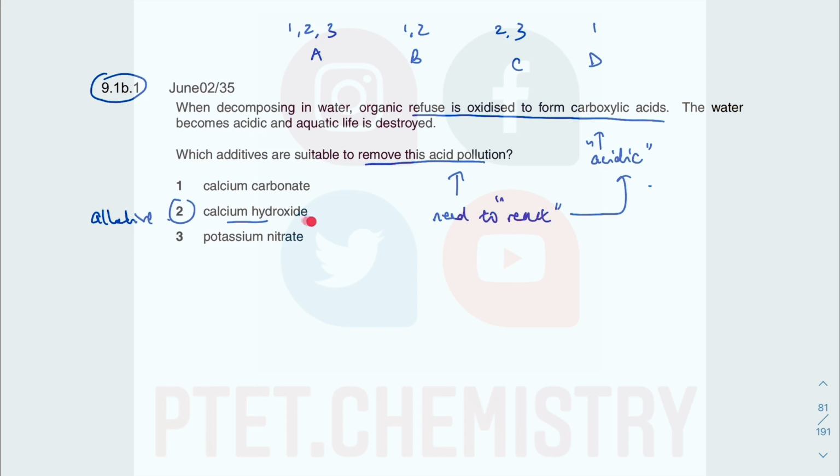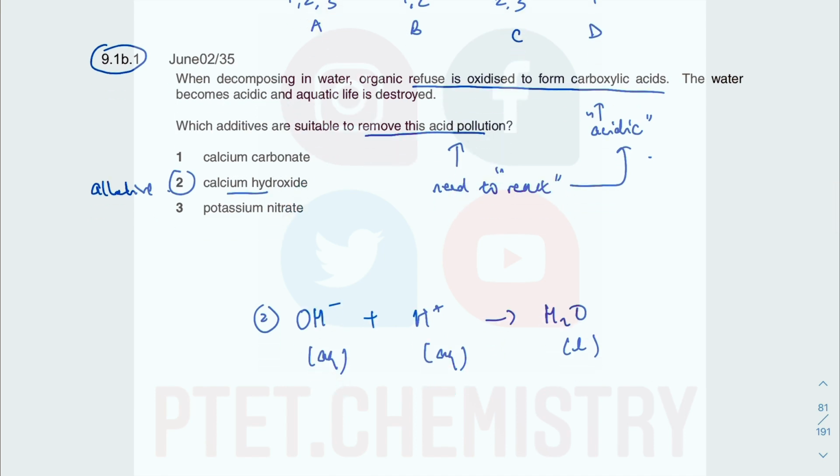So alkali can neutralize acid because you can get OH minus plus H plus give you H2O in a classic neutralization reaction. So this is the ionic equation for any neutralization reaction. Hydroxide plus H plus acid give you H2O. If you go straight to option 1, that is a carbonate. I'm going to write the ionic equation.